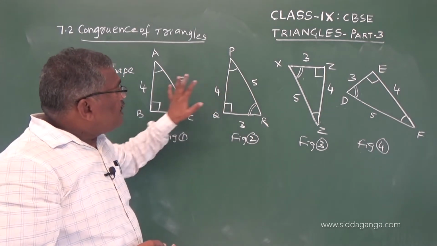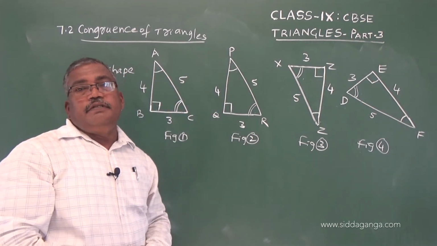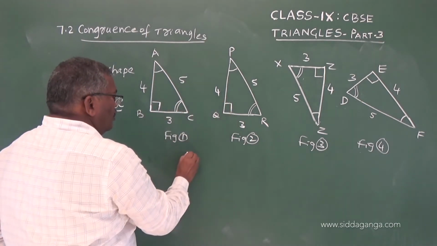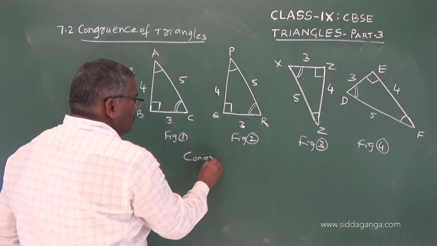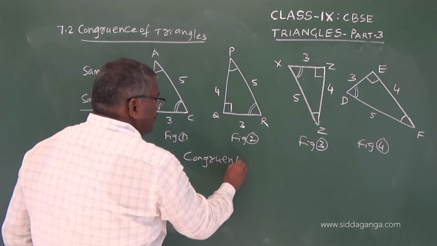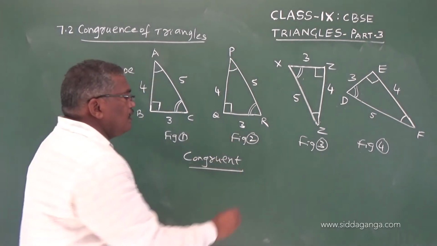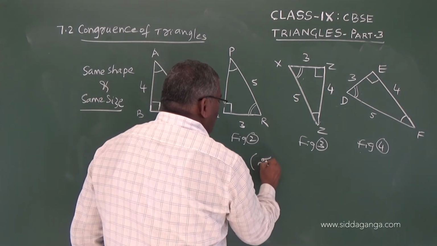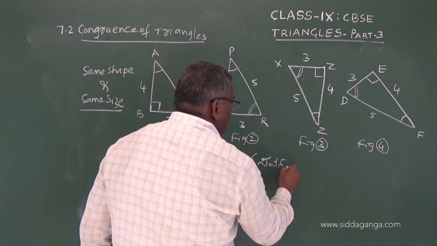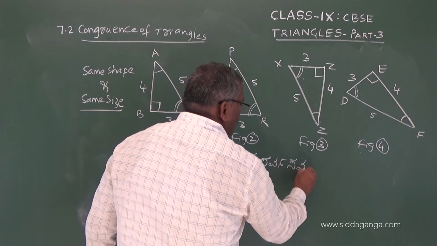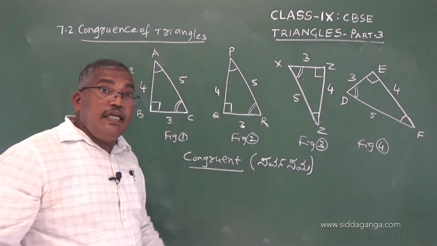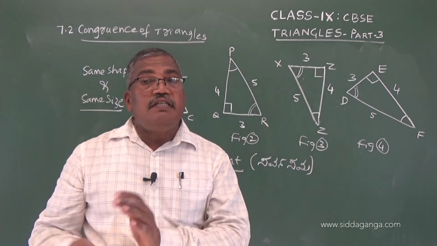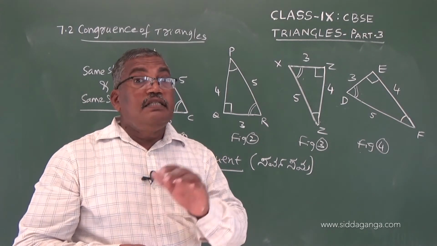If two triangles have such a condition, then we say these two triangles are congruent. So in Kannada we say, see, sarva sama. See, if only the shape is tallying and the size is different, then we say it is similar.